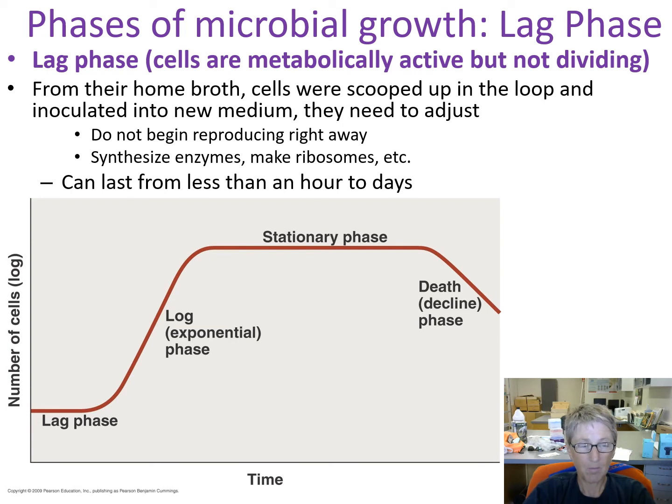So let's talk about the phases. The lag phase of microbial growth. The cells are metabolically active, but they're not dividing. They're in the lag phase. You took them from their home broth, scooped them up in your loop, and inoculated them into a new medium. They just need to adjust to that new medium. They don't begin reproducing right away. They synthesize enzymes, they make their ribosomes, etc. And this lag phase can last from less than an hour to several days.